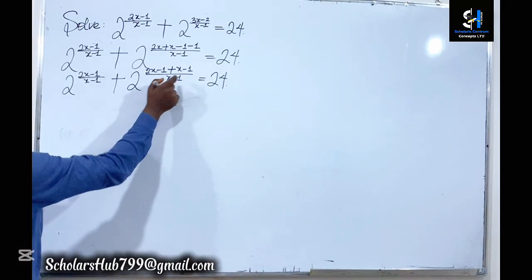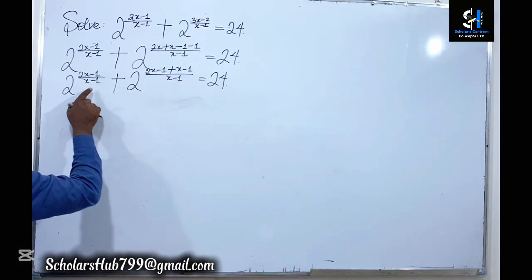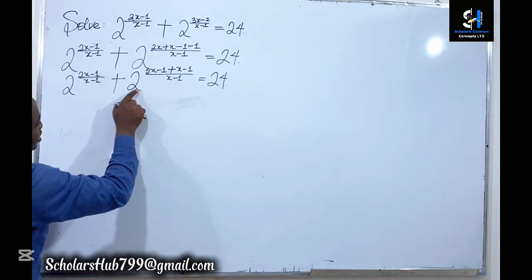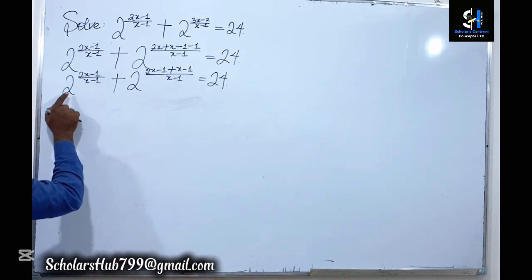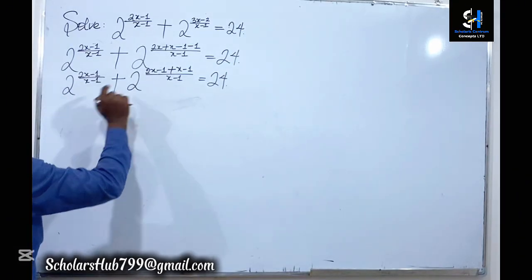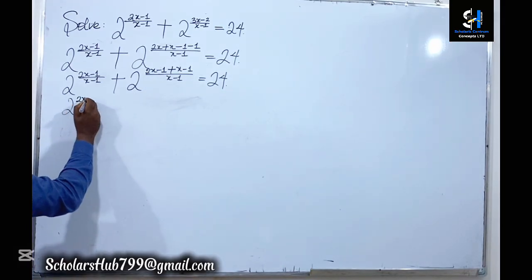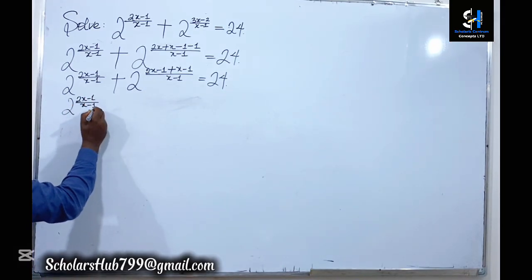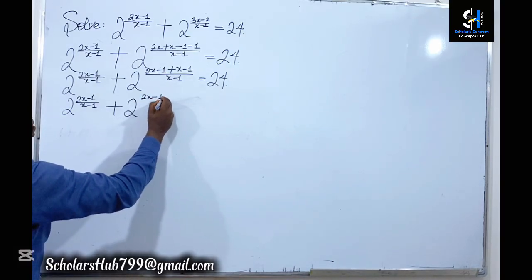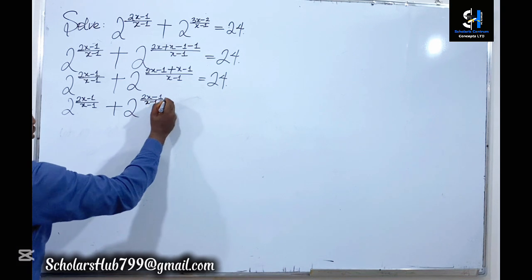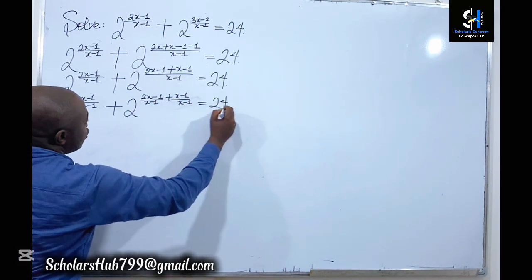Now, in this case, we can break this into two because x minus 1 is the common denominator. Let's not forget that what we are trying to do is simplify the second term so that the same fractional exponent in the first term, we can also have in the second term. So this will be 2 raised to the power of (x minus 1) divided by (x minus 1), plus 2 raised to the power of (2x minus 1) over (x minus 1), plus (x minus 1) over (x minus 1), equals 24.